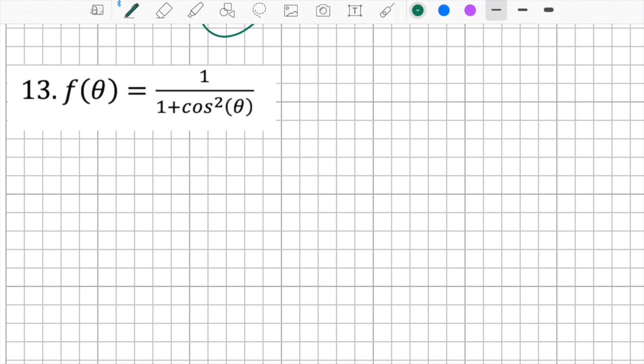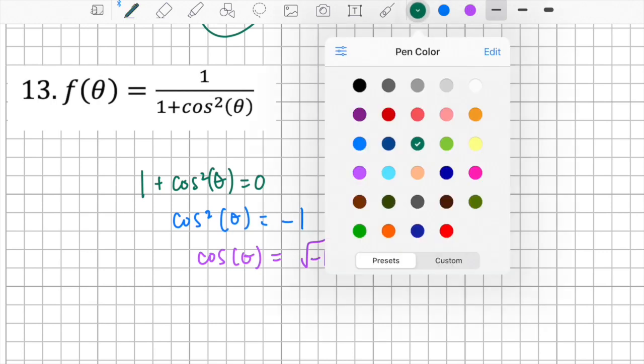Okay, so again, we're going to check for continuity. And this time we have a rational function. Notice that we have a fraction, so we want to check the denominator. When is it equal to 0? If I say 1 plus cosine squared theta equals 0 and I try to solve for theta, I move the 1, so I have cosine squared theta equals -1. Then I take the square root of both sides, and we get cosine theta equals the square root of -1.